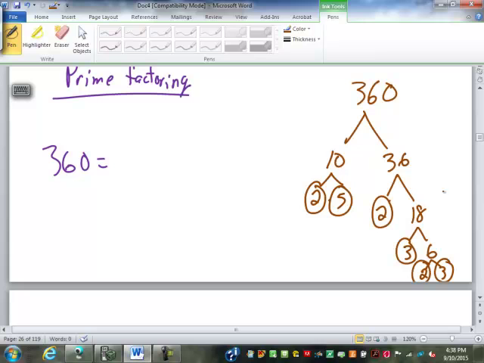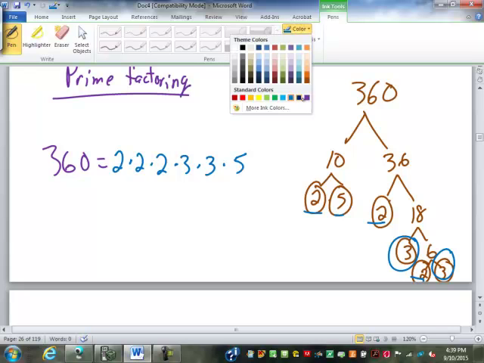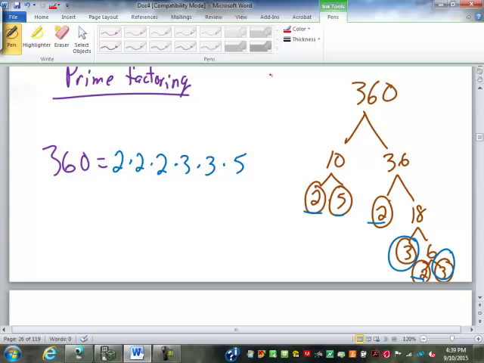Now I circle everything when it gets to be a prime number, so I know I don't have to divide anymore. So what I have here, and I usually write them in order from smallest to largest, I have a 2, and another 2, 2 times 2 times 2. I have a 3 and another 3, times 3 times 3, and a 5 times 5. So 360 prime factored is 2 times 2 times 2 times 3 times 3 times 5.